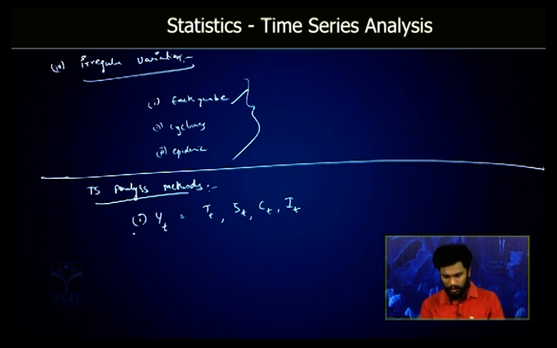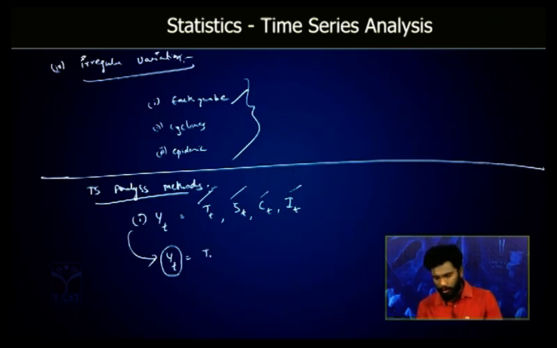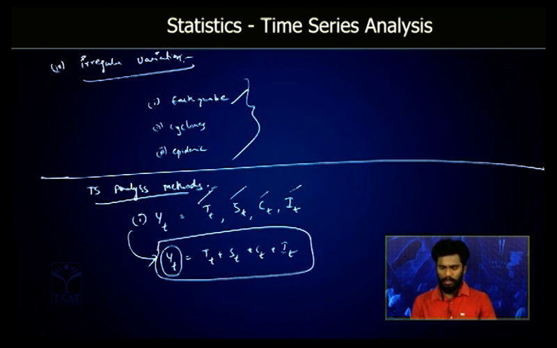Now we have 2 processes for analyzing the time series. The first thing is, we assume that each and every effect, that trend effect or seasonal effect or cyclic effect or irregular effect, all act independently on YT. Then we go for the additive model. We'll add all the effects and write: YT is equal to trend plus seasonal variation plus cyclic variations plus irregular variations. This is nothing but the additive model of the time series.